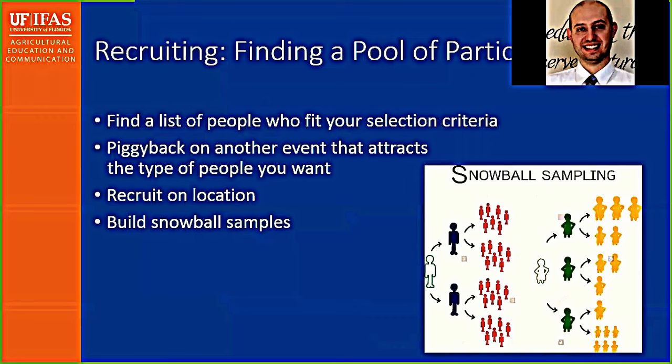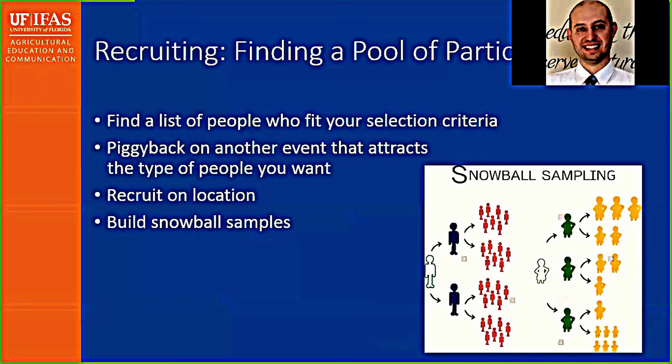So first, find a list of people who fit your selection criteria. Then think about who might have such a list. It might be a list of program participants or employees or parents. So rather than you trying to create their list, there might be someone out there that already has it.